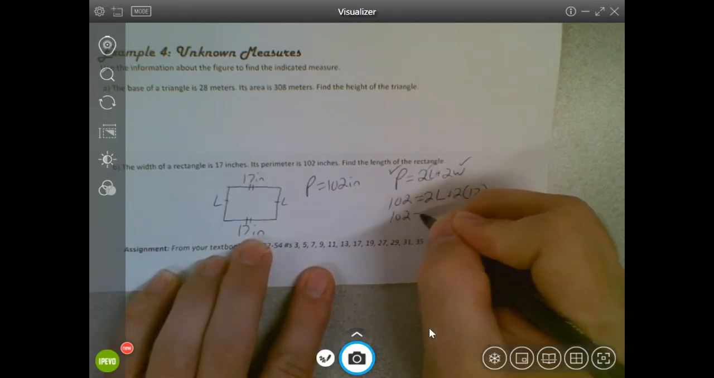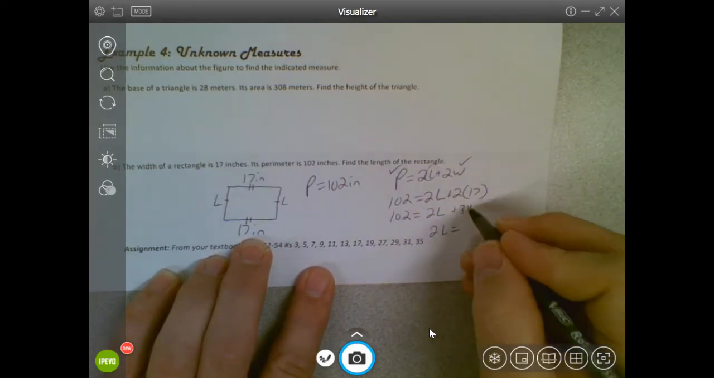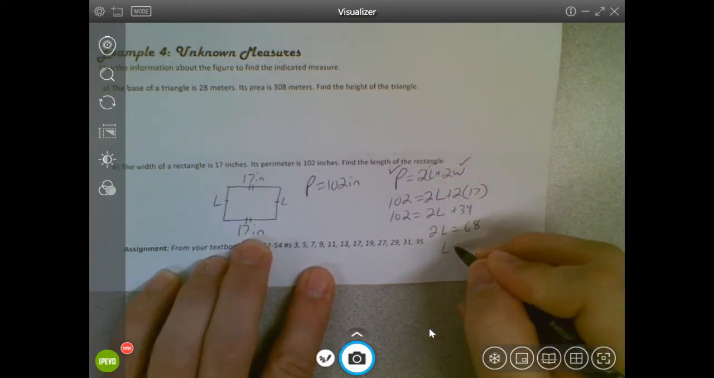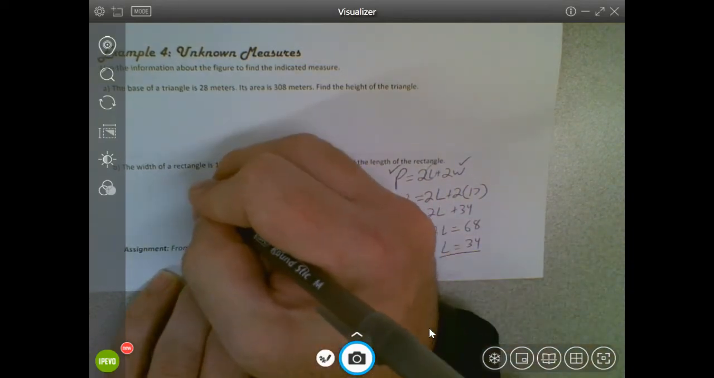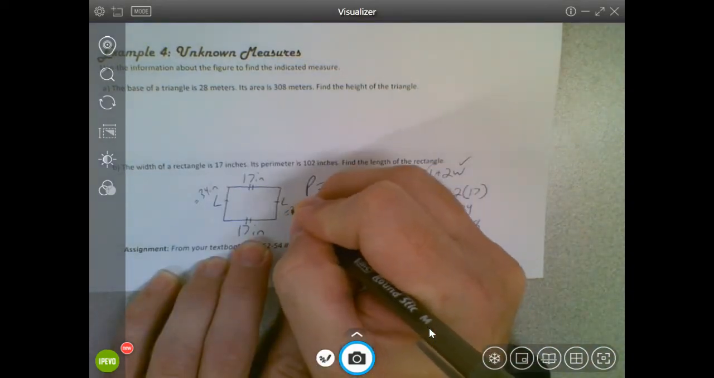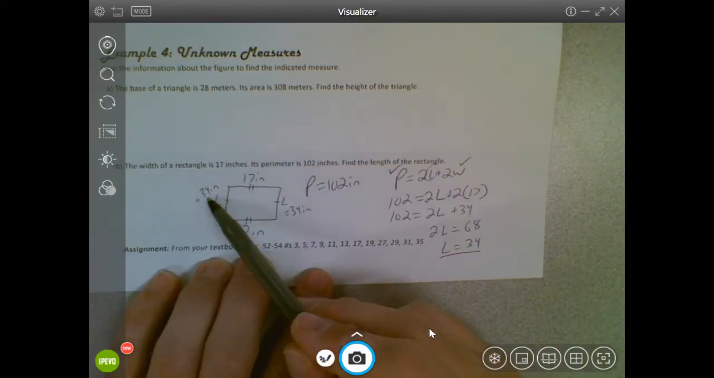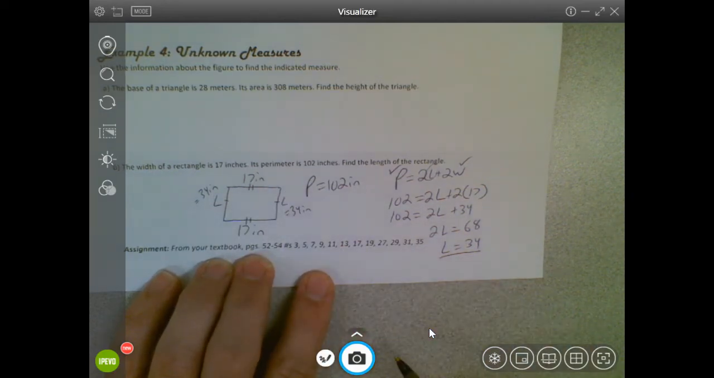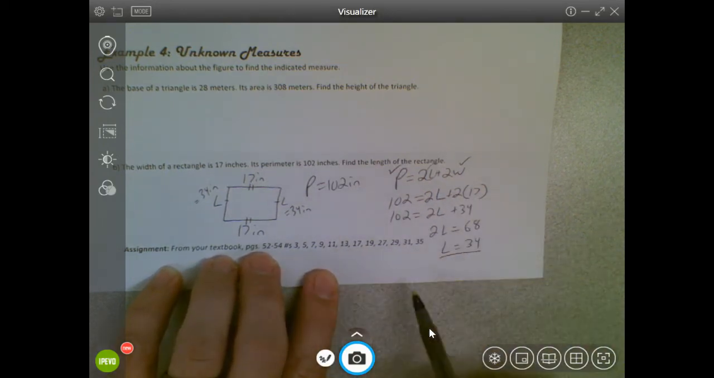So this is 102 equals 2L plus 34. So 2L equals, if I subtract 34, it looks like I get 68. And if I divide both sides by 2, just so happens I get 34. So the length is 34 inches. And you could check it by just adding up all the sides, right? 34 plus 17 is 51, plus another 51 is 102, so it did work. That method is a really nice, efficient method. Once you know some values, you can plug them in.